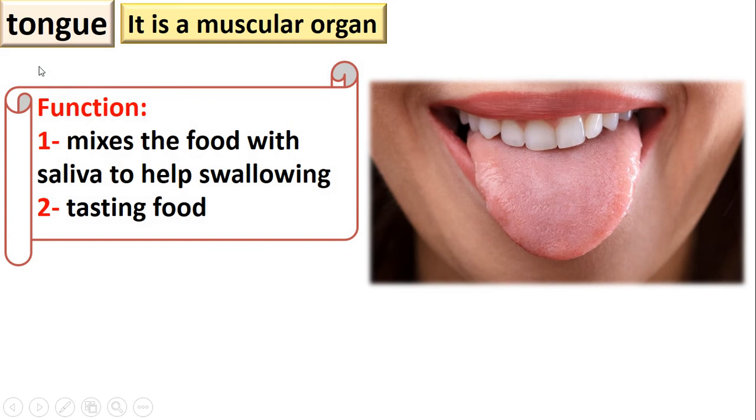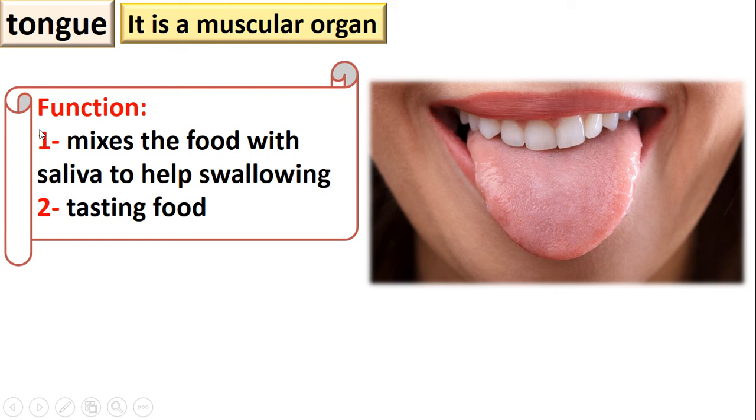Now let's go to the second part of your mouth, the tongue. The tongue is a muscular organ. What's the meaning of muscular organ? That means that the tongue is made of muscles, so you can make your tongue move in all directions.